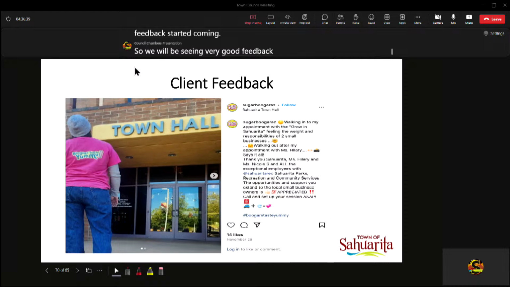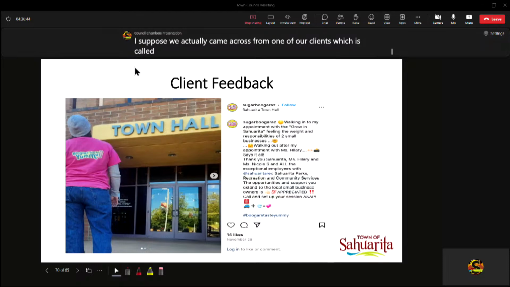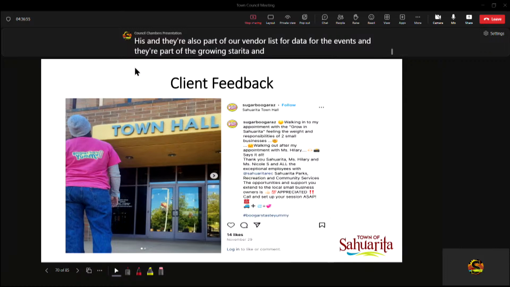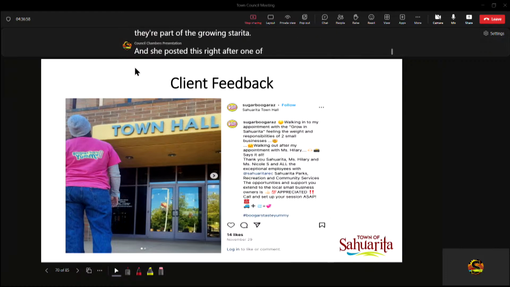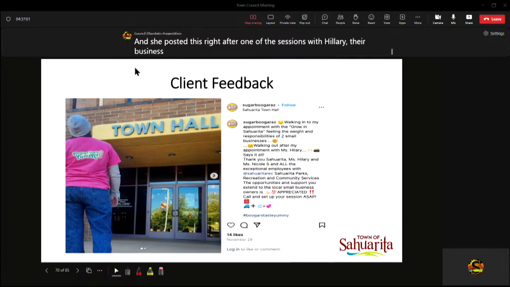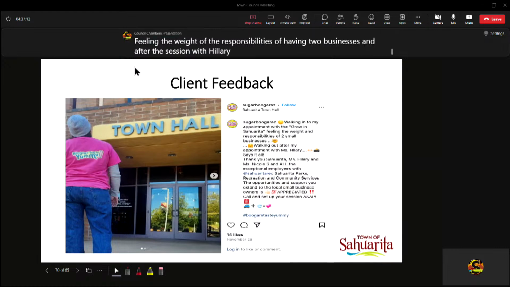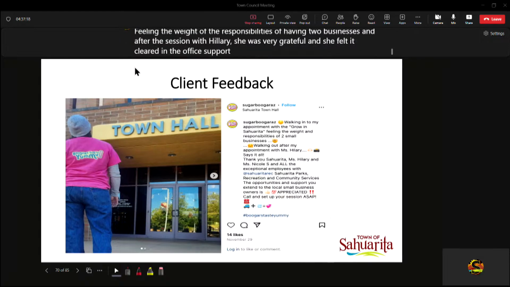This is a post we actually came across from one of our clients, which is called Sugar Boogers AC. And they're also part of our vendor list for the events, and they're part of the Growing Sahuarita. And she posted this right after one of the sessions with Hillary, our business coach, where she says that she came in feeling the weight of the responsibilities of having 2 businesses. And then after the session with Hillary, she was very grateful, and she felt the clarity of the support that we are providing through the Growing Sahuarita.